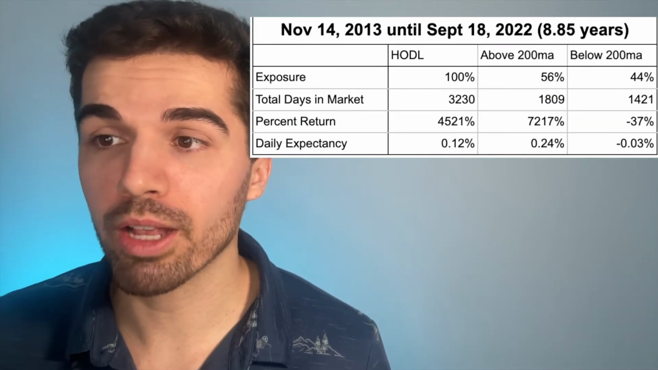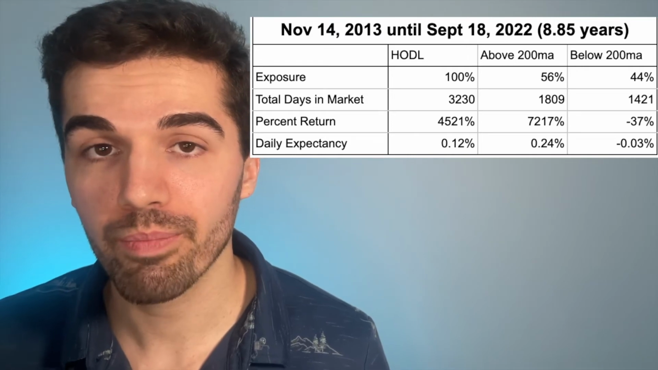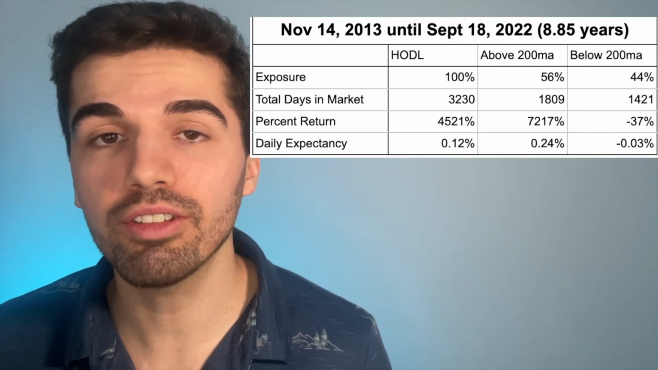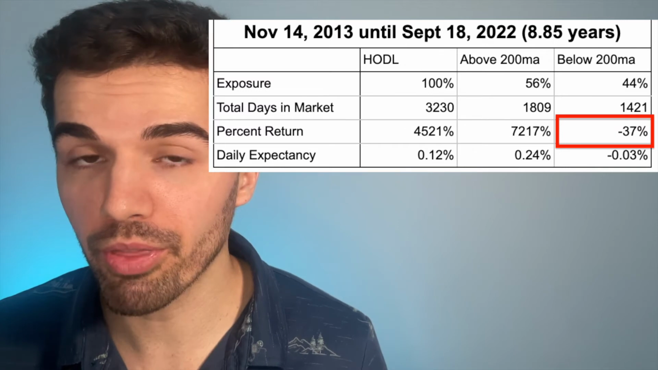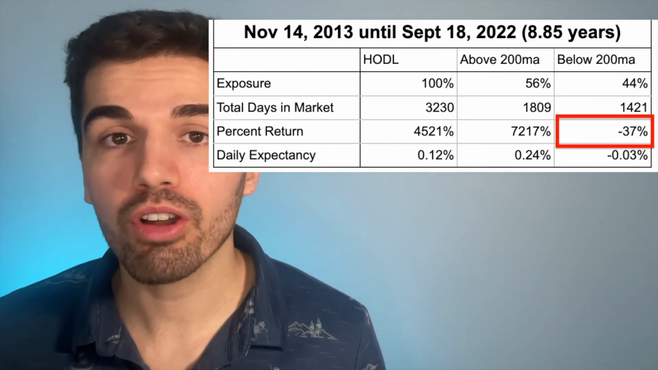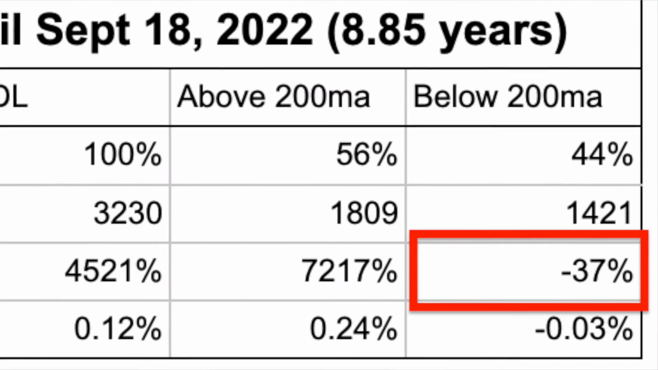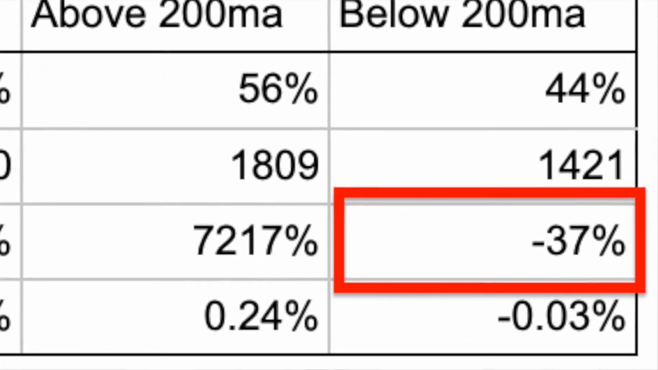If we go to buying below the 200-day SMA, you would actually have lost 37%. Think about that for a second. If you got into Bitcoin in 2013, an early adopter, and you just bought below the 200-day SMA during that period of time, you sold when it went above it because you thought, hey, the price is too high, I better sell. You would have lost almost 1/3 of your money.